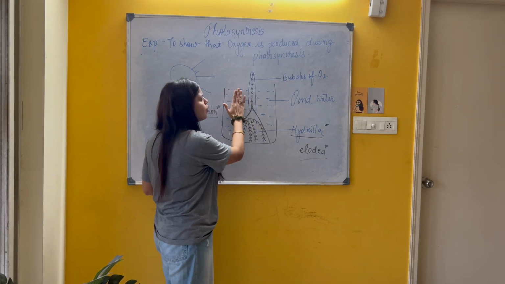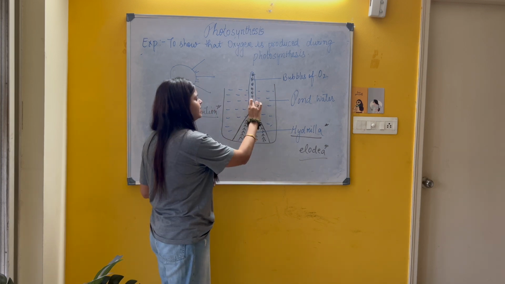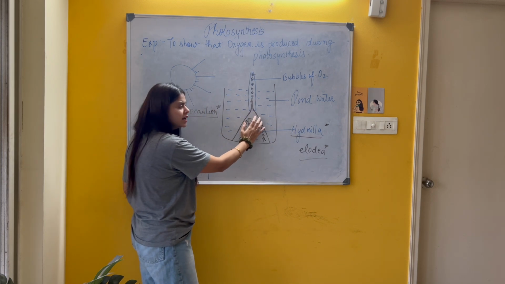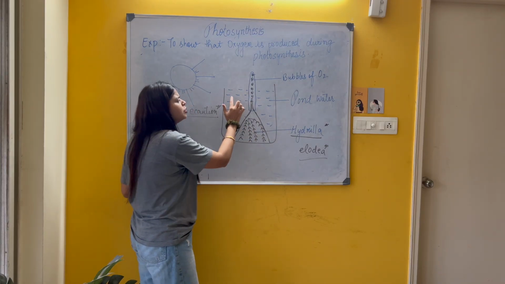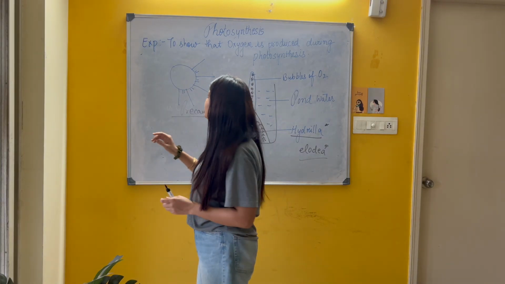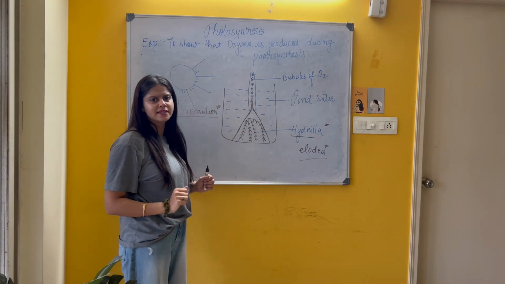The level of water in the beaker should be more than the stem of the funnel, which basically means that the stem of this inverted funnel should be completely immersed in water. Why do you think it should be completely immersed in water? To prevent the entry of outside gases into the experimental setup.